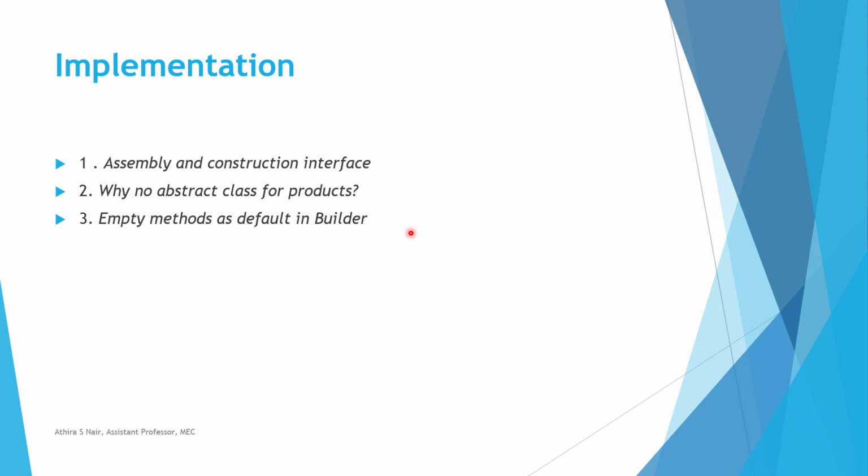And empty methods as default in builder. In C++, the build methods are intentionally not declared. So they are defined as empty methods. It lets clients override only the operations they are interested in.